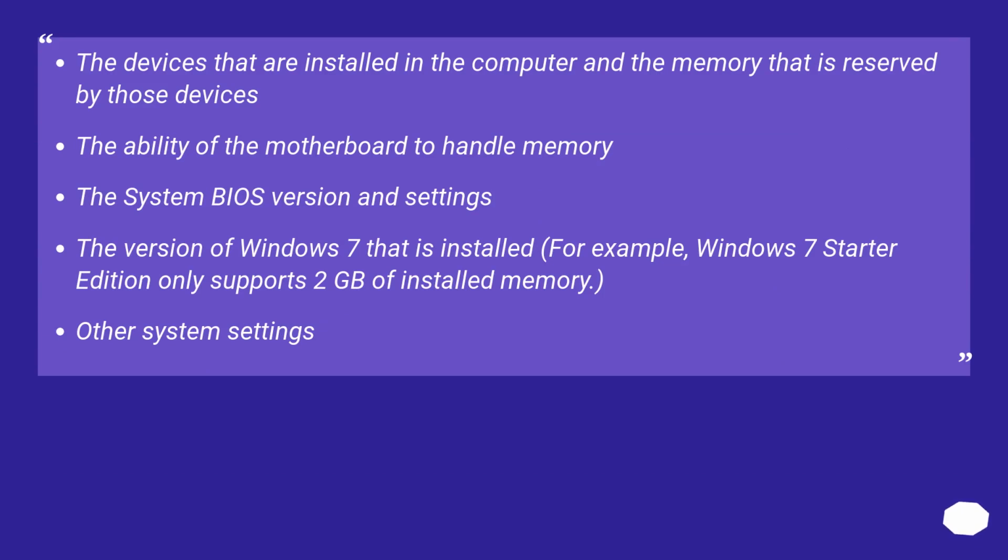The ability of the motherboard to handle memory. The system BIOS version and settings. The version of Windows 7 that is installed. For example, Windows 7 Starter Edition only supports 2 GB of installed memory. Other system settings.